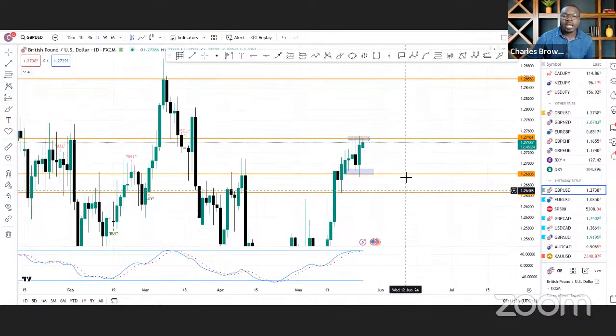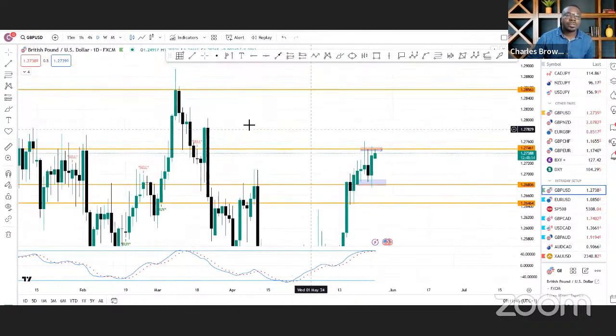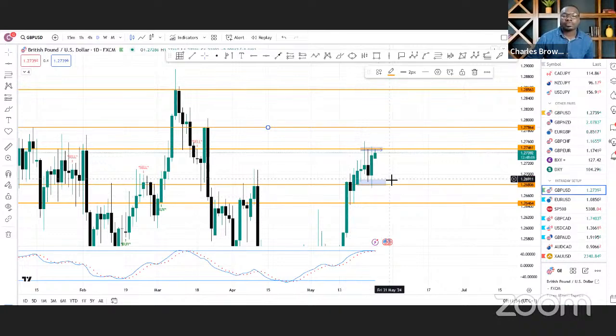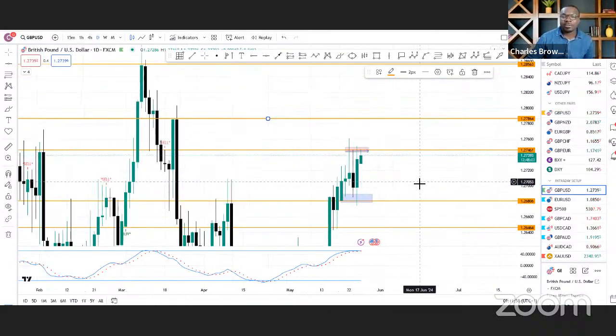So what we need now is a pullback, and the market is struggling. All right, the market wants to pull back, but it's struggling. You want to go higher. So if you look at the daily, you will notice that there is a potential high here as well. So that can be the trade number one target that we're looking at today.